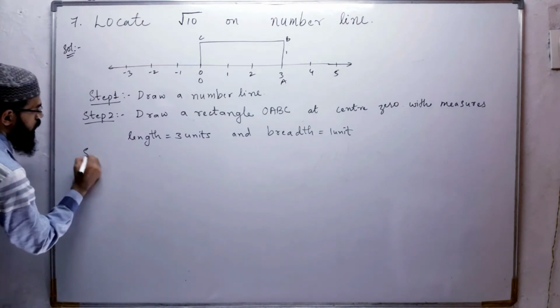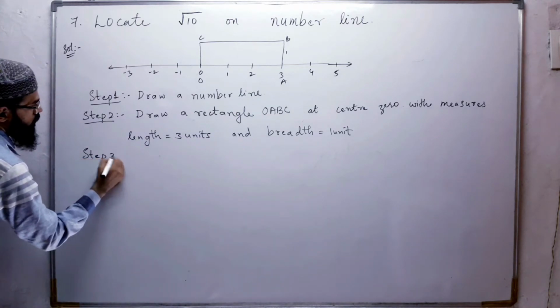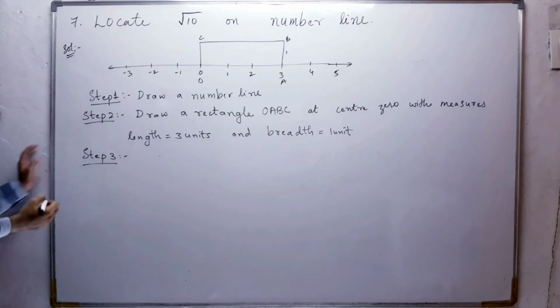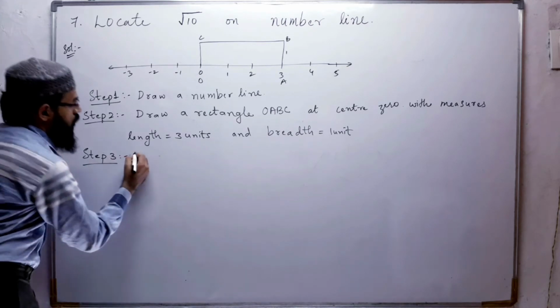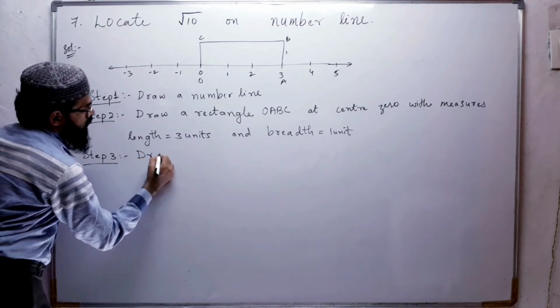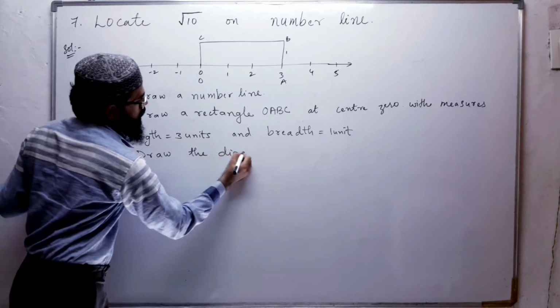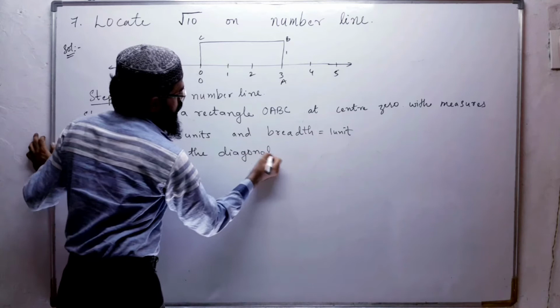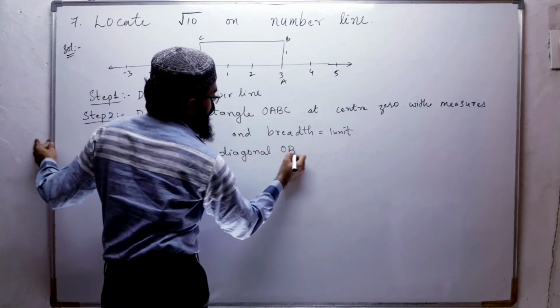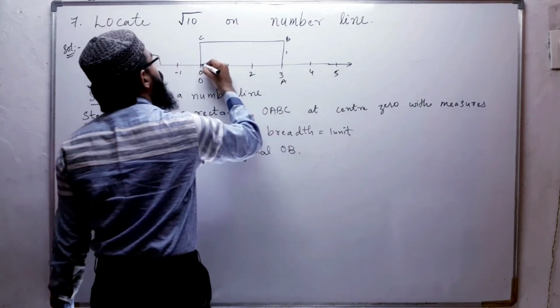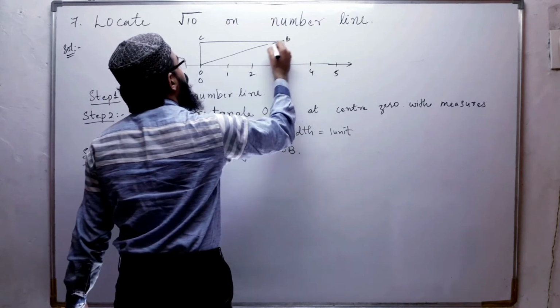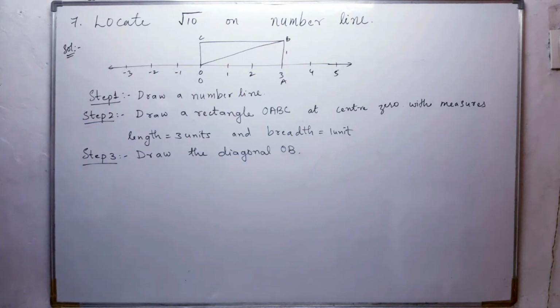Next, in step 3, let us draw a diagonal. Let us draw the diagonal OB. From O to B, this is our diagonal.